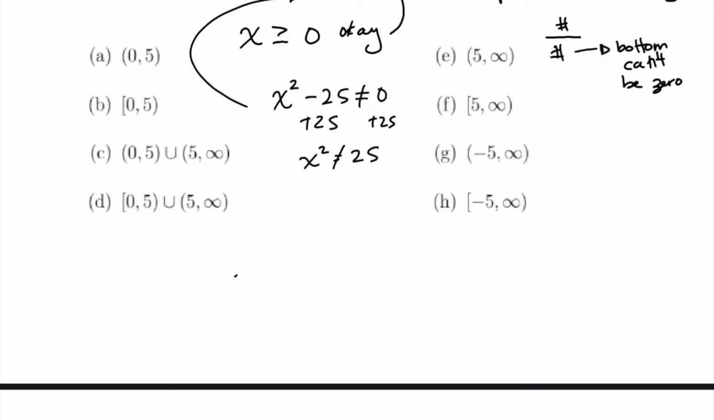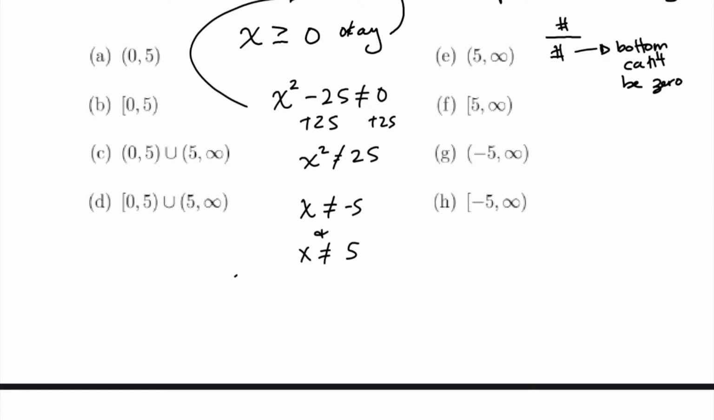Well, when would x squared equal 25? So x squared equals 25 at both 5 and negative 5. Keep in mind, whenever you've got something squared equal a number, both the square root of the number and the negative square root are the solution. So x cannot equal negative 5, and x cannot equal 5.